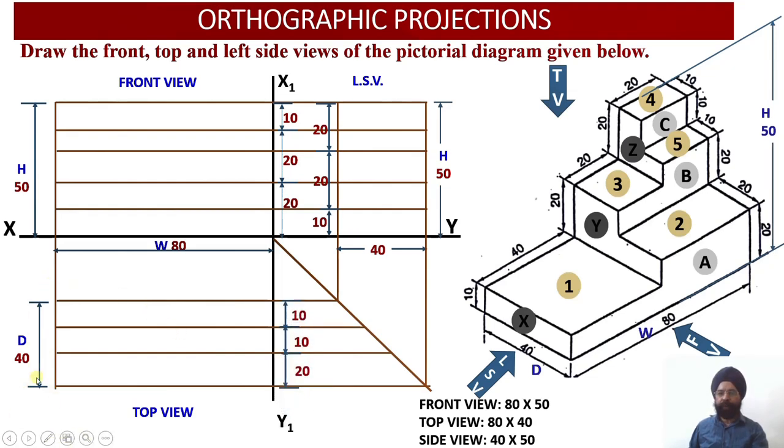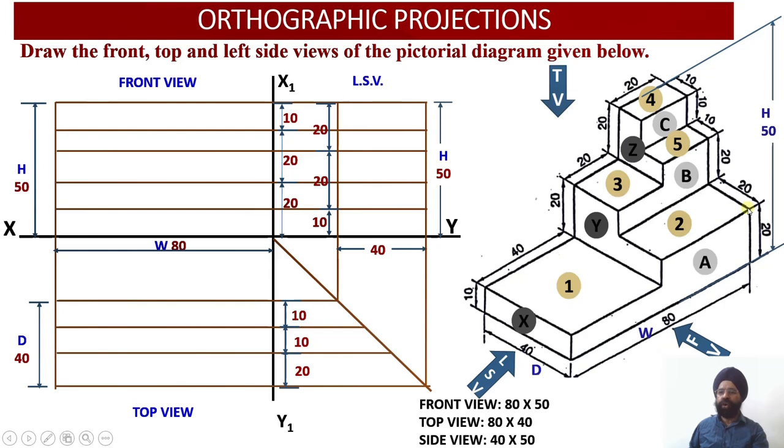In the top view we can check the first segment over here. Here we have the first segment, that is surface 4, and it is going to have a depth equal to 10 millimeter. Then you have surface 5, which has a depth equal to 10 millimeter. And finally you have surface 2, which has a depth of 20 millimeter.